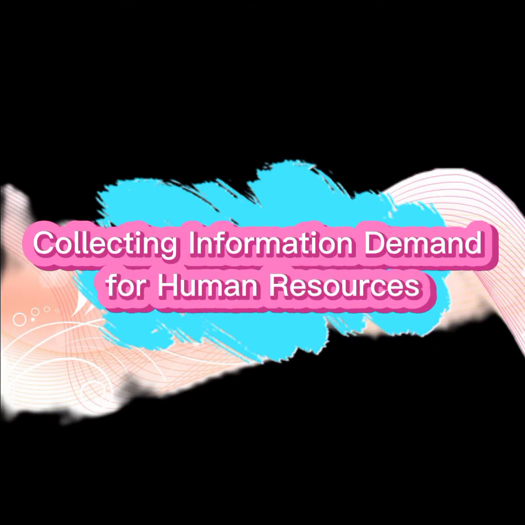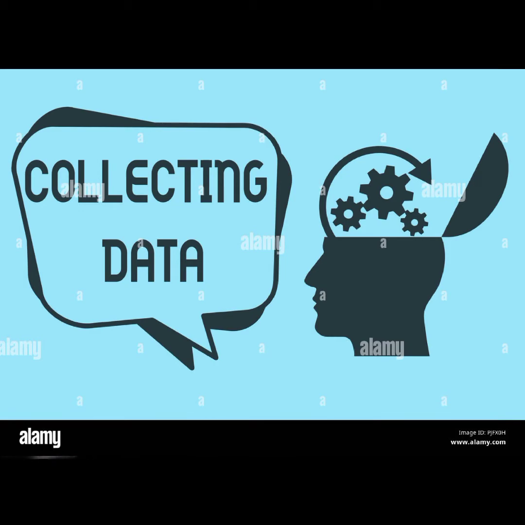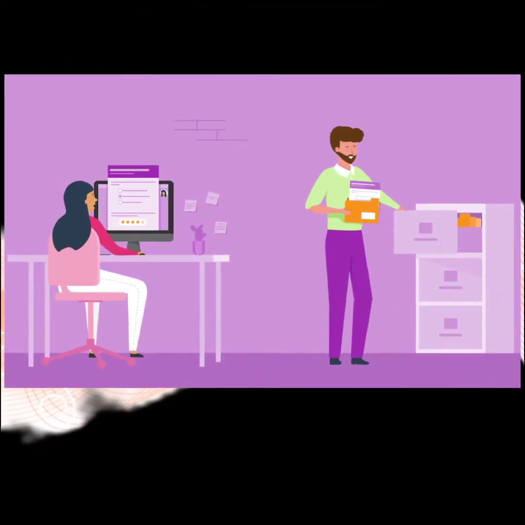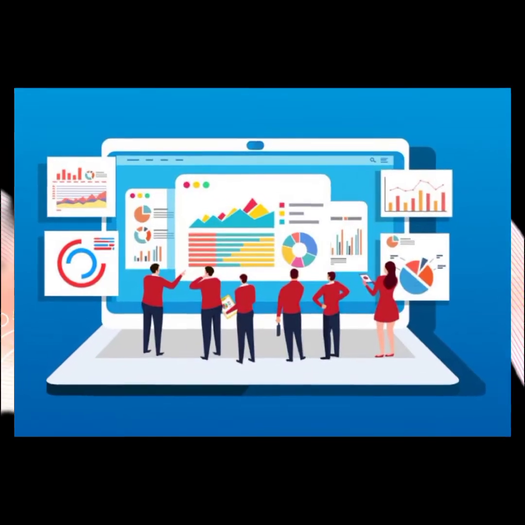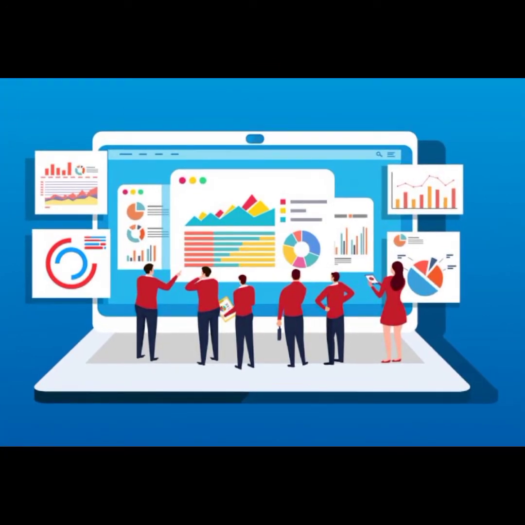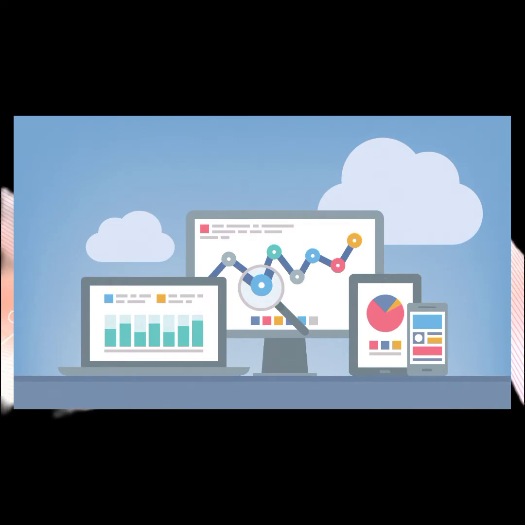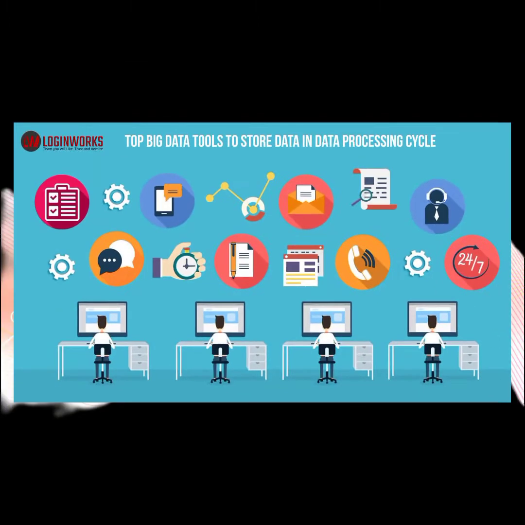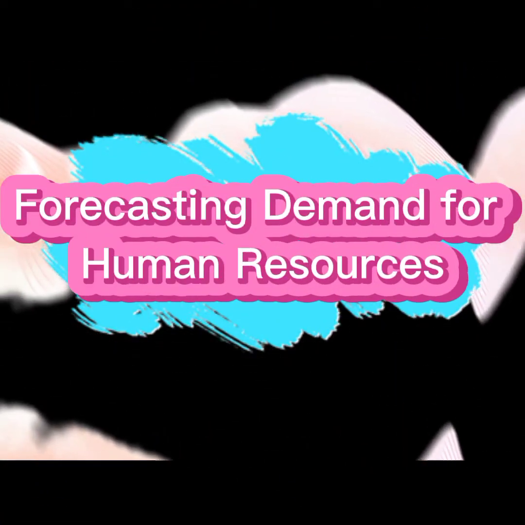Collecting information demand for human resources. Data collection is the process of gathering and measuring information on targeted variables in an established system, which then enables one to answer relevant questions and evaluate outcomes. Human resources departments have a tradition of collecting vast amounts of HR data. Human resource planning aims to predict future human resource requirements. Forecasting human resources uses historical data in order to more accurately estimate the human resource requirements that will be needed in future.